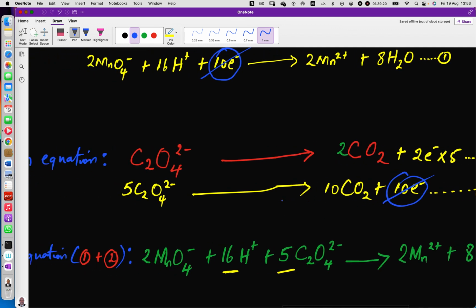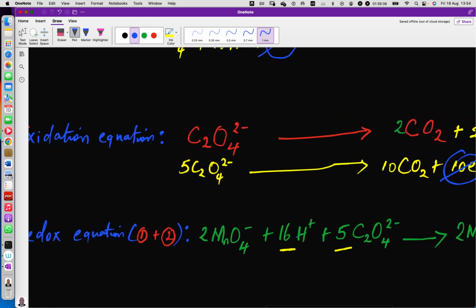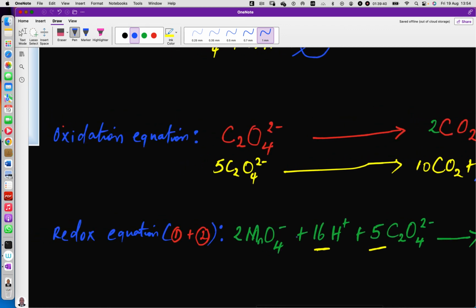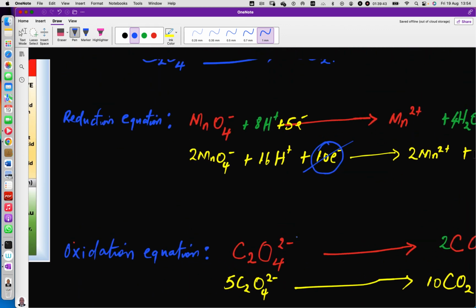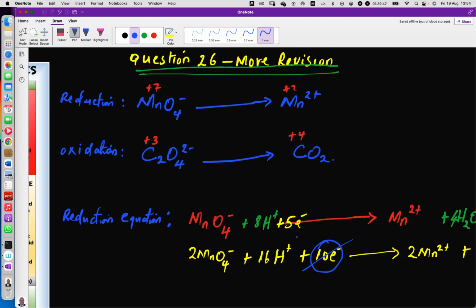That is the equation we were given. So this was X and Y. How many of these hydrogen ions are reacting with this? That is how we had our answer. That is how to show that our answer on question 26 was 16:5. That is how you can write a redox equation, half equation.